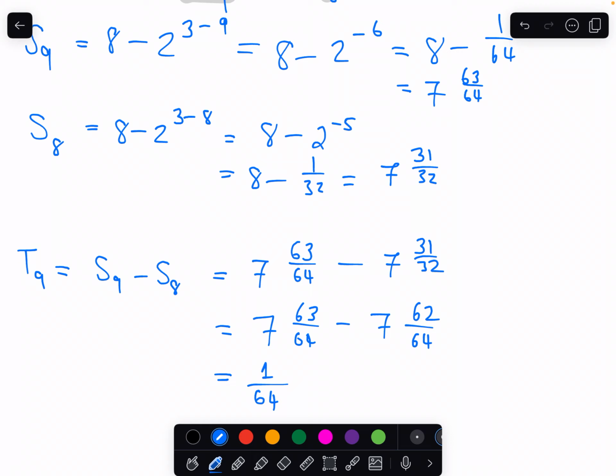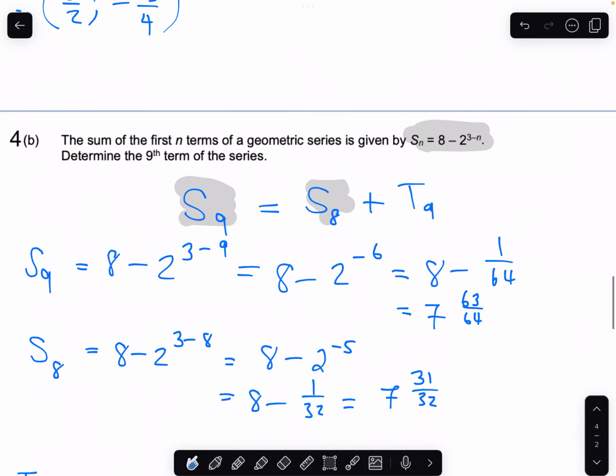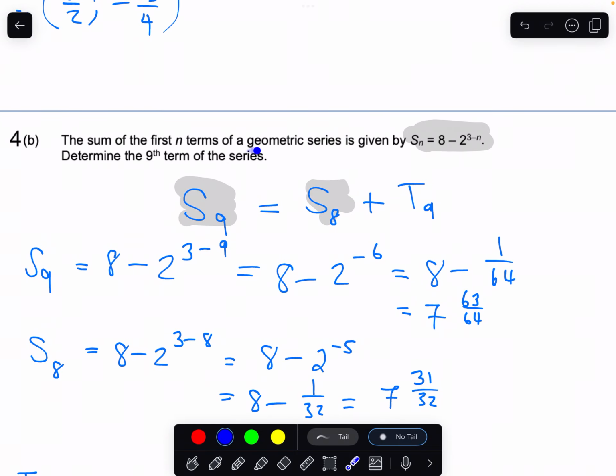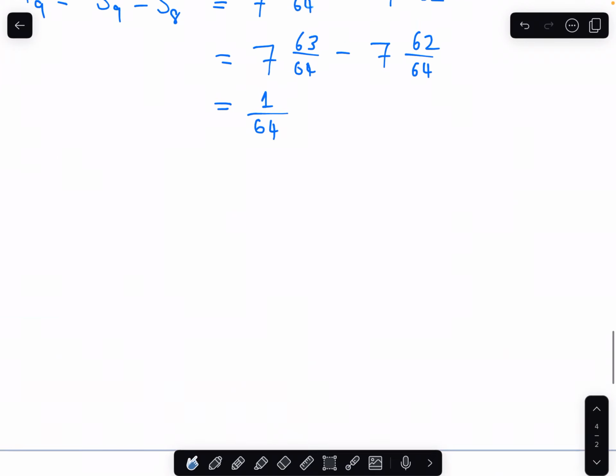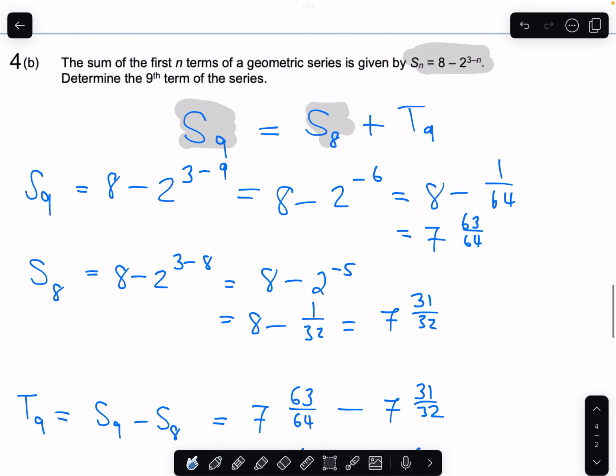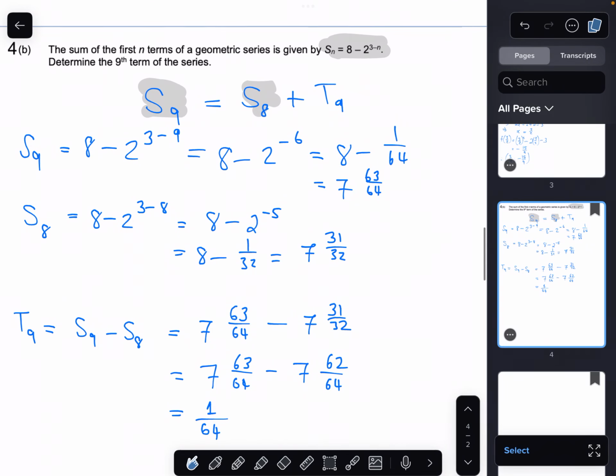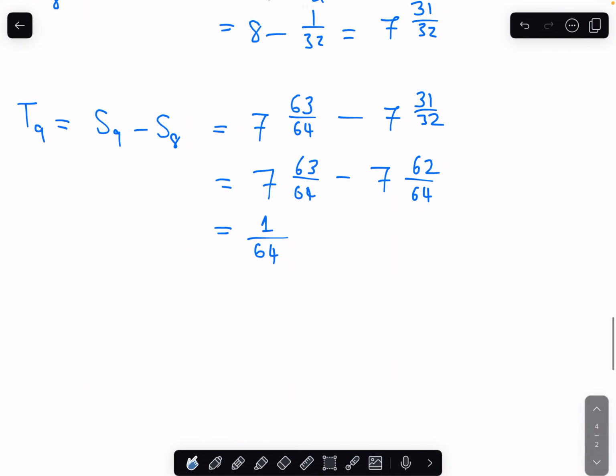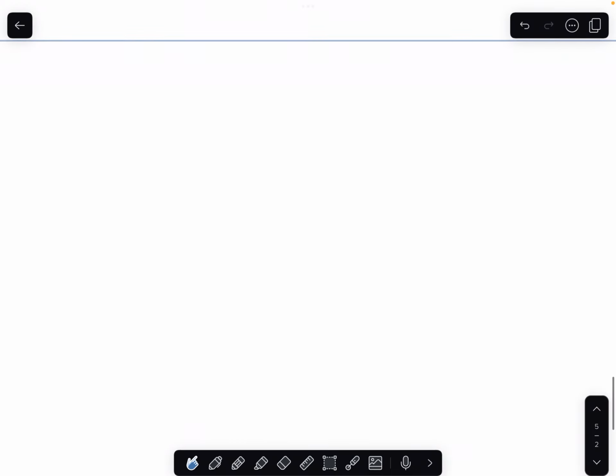The memo does agree. And they have an alternative approach. Oh, cool. For the alternative approach, they have used the fact that we're told it's a geometric series, so let's generate the first two terms. So I'm just going to go ahead and do that. Let's just put this question onto a new page.